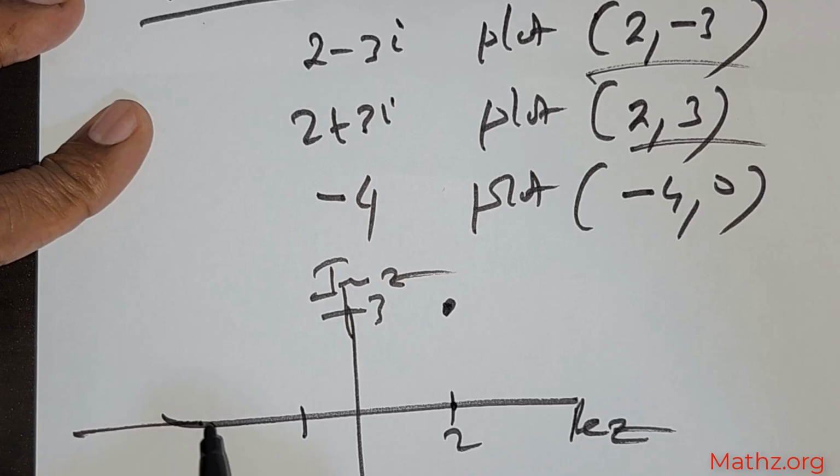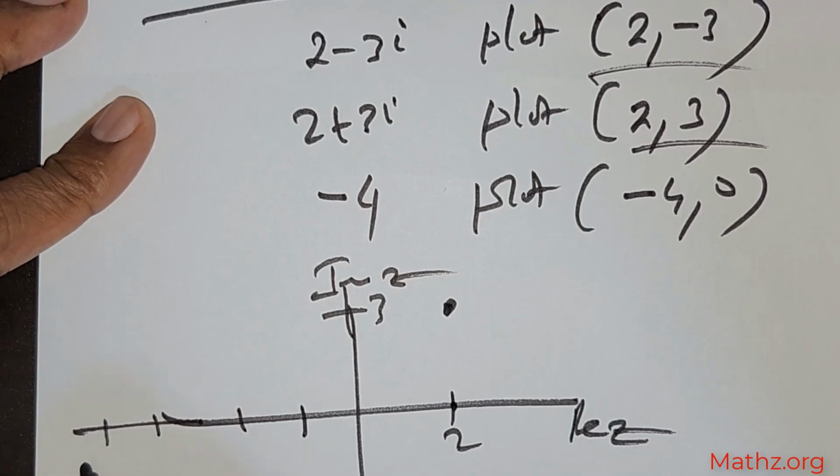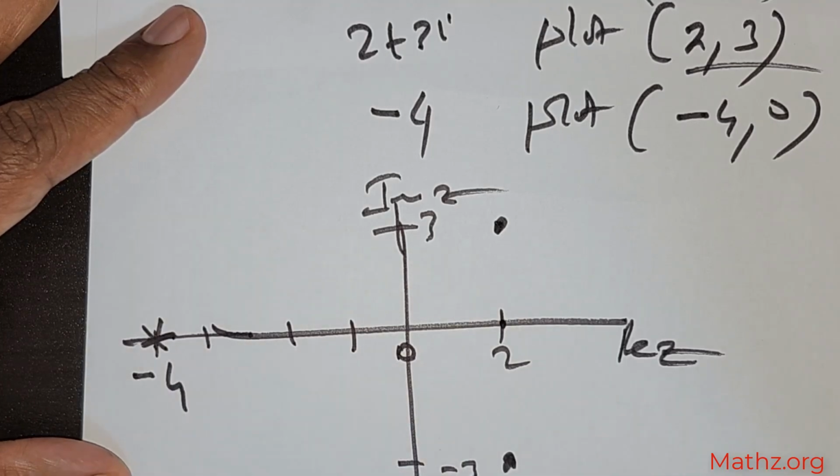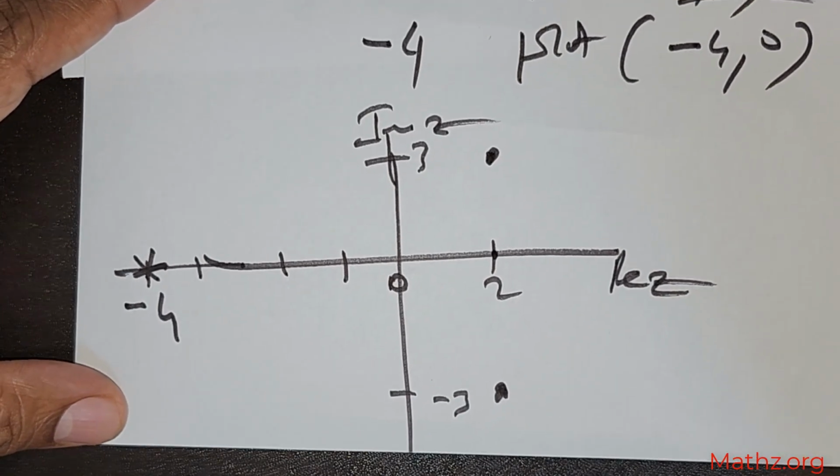So 1, 2, 3, negative 4, this point is 0. Okay, so that is the final answer.